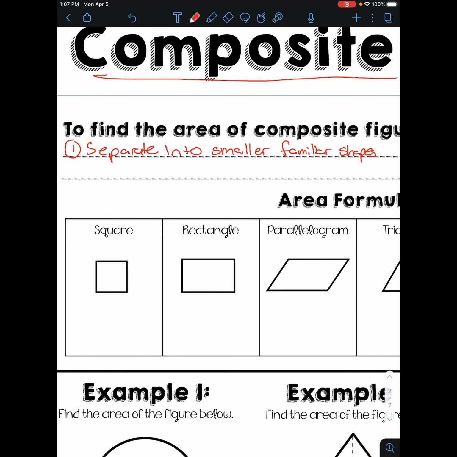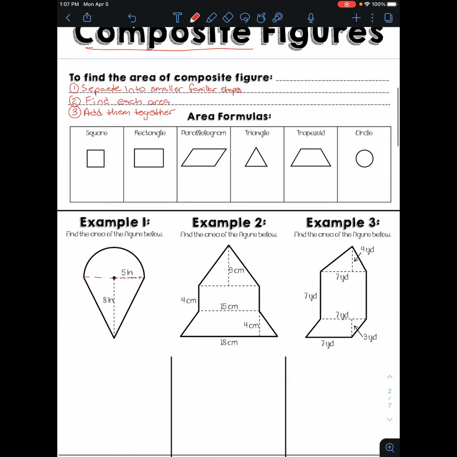Make sure they don't overlap each other. Step 2, find each area. And step 3, add them up. Add them together. So we're going to follow these 3 basic steps just for your own convenience. You guys have all the area formulas right here for yourself. Remember, with the trapezoid, we break it up into 2 triangles and a rectangle.